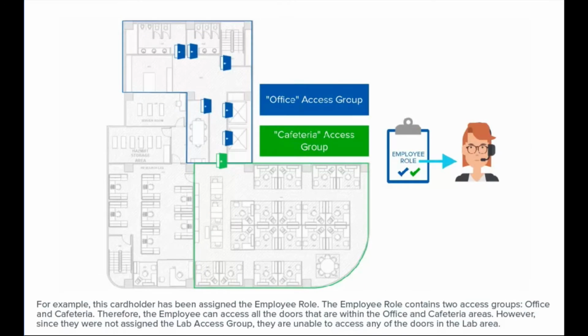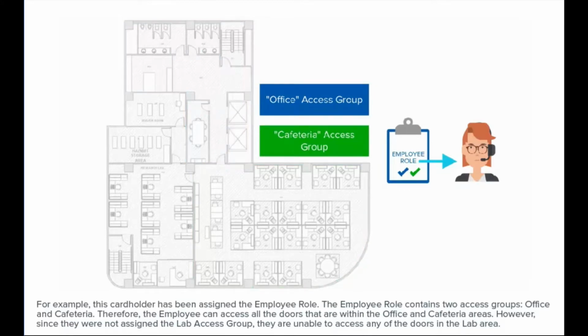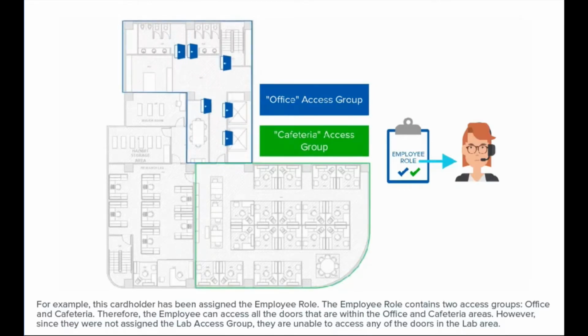For example, this cardholder has been assigned the employee role. The employee role contains 2 access groups, office and cafeteria. Therefore, the employee can access all the doors that are within the office and cafeteria areas. However, since they were not assigned the lab access group, they are unable to access any of the doors in the lab area.